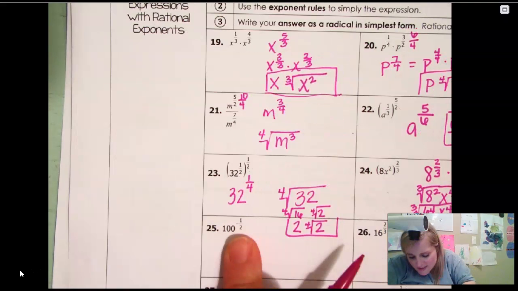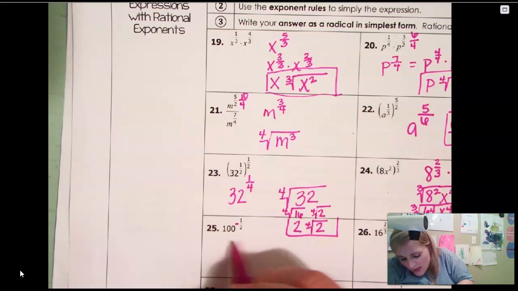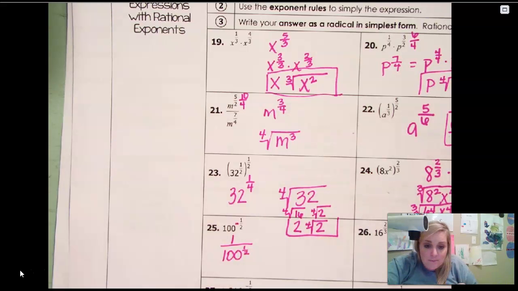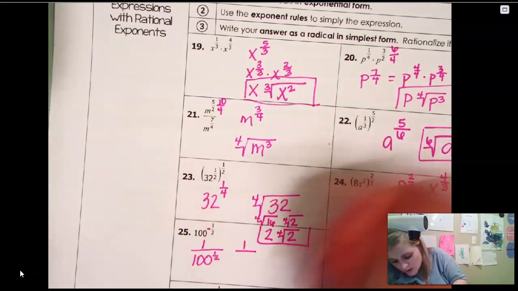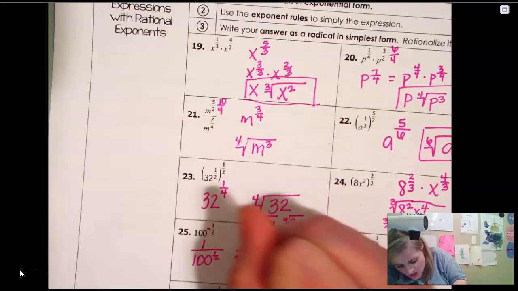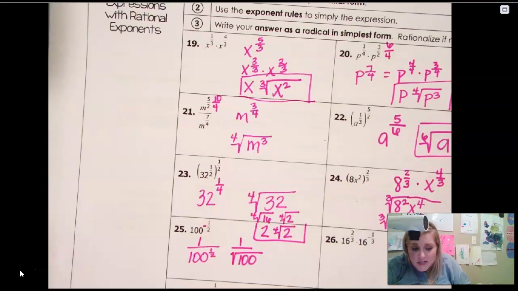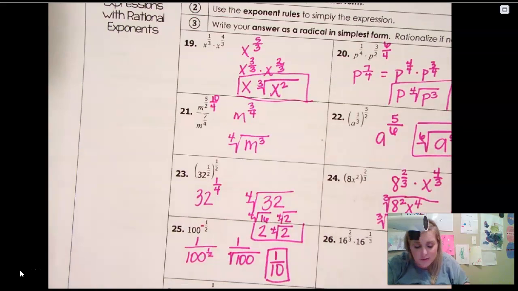Because number 25 is negative, that is to the negative 1/2 power, I'm going to address that and put the whole thing under 1 and make it positive, because anytime you have a negative exponent, that shoots it down to the denominator, and then we just need to address the denominator. So we've got 1 over the square root of 100. I didn't put an index there because it's a perfect square. 100 is a perfect square, so just 1/10 is the answer to that one.